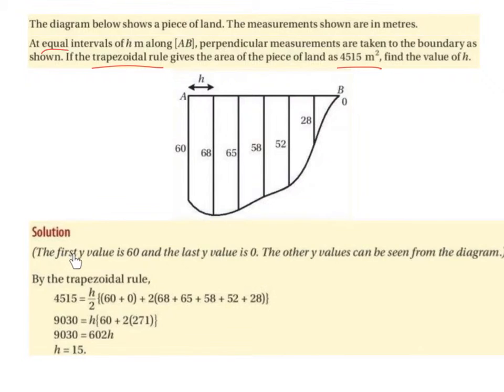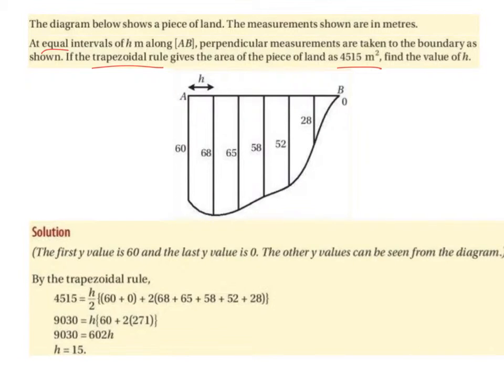So the first value of y is 60. And the last y value is 0. And the other y values can be seen from the diagram: 68, 65, 58, 52, and 28. So we're going to use the trapezoidal rule, which is given to us in the formula book, but it is better to just learn off a method more so than to use the formula. So it's always going to be h over 2 multiplied by the first plus the last plus 2 times the sum of the other y values. So these are our y values.